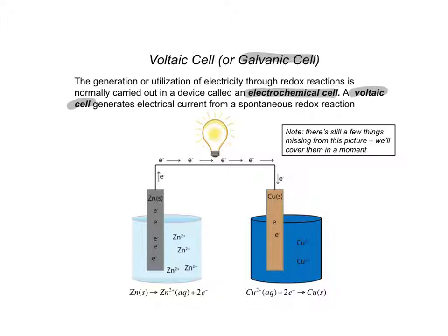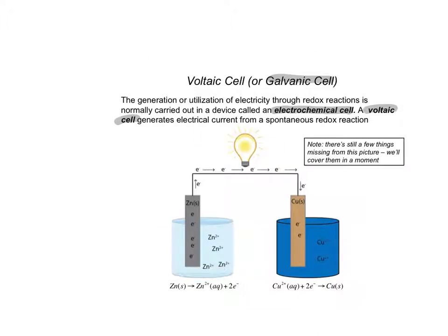There is another type of cell, which is called an electrolytic cell. In electrolytic cells, we actually utilize current. So we use current to drive non-spontaneous redox reactions.